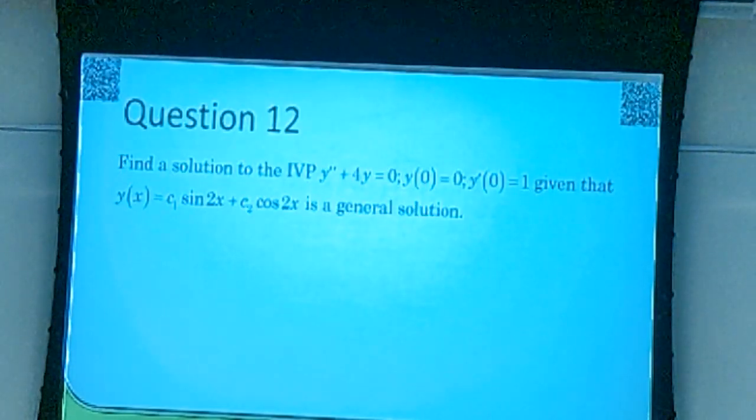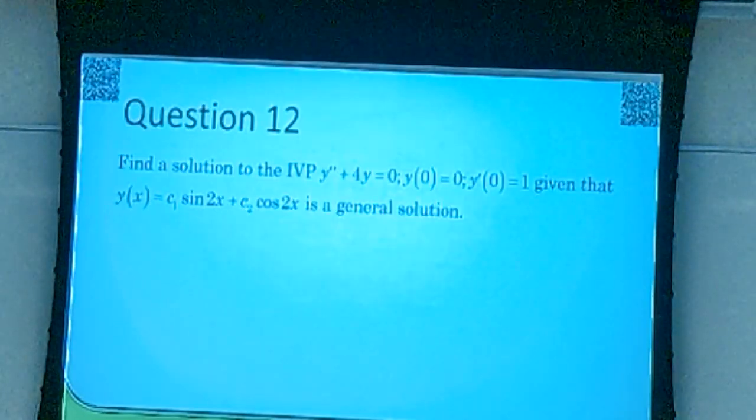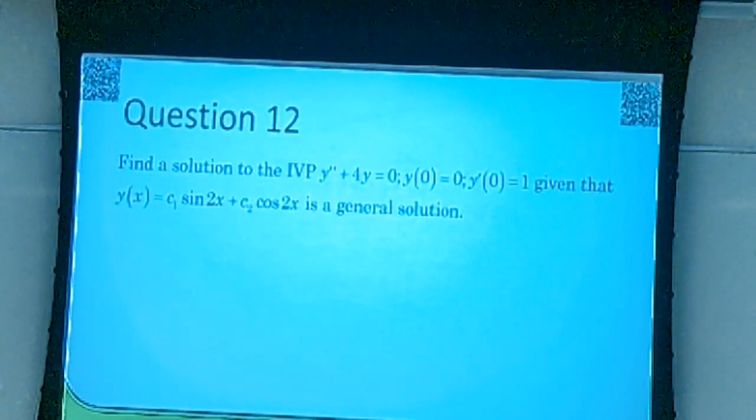The initial value problem, y double prime plus 4y equals 0. y of 0 is 0. y prime of 0 is 1. And C1 sine of 2x plus C2 cosine of 2x is a general solution.